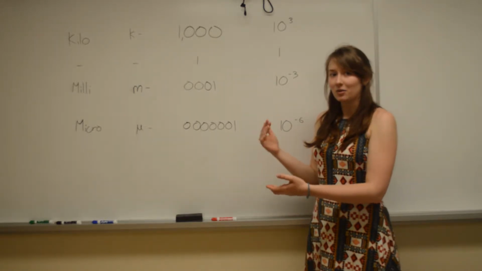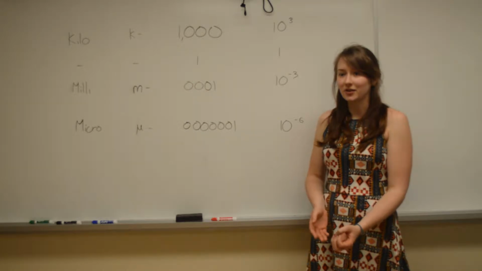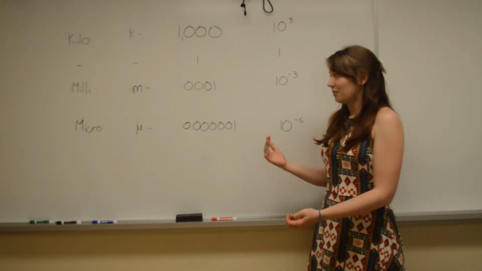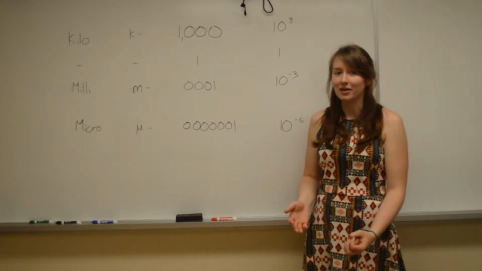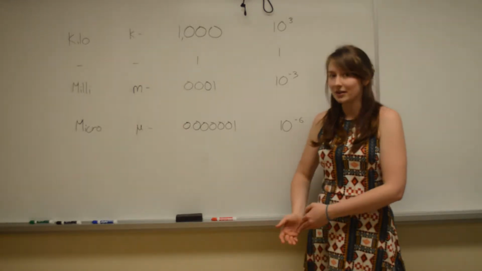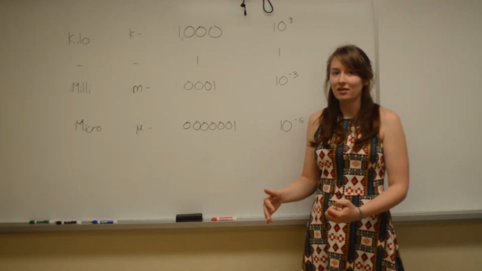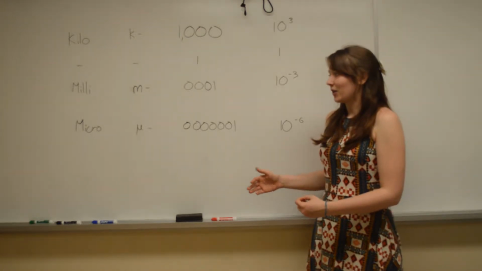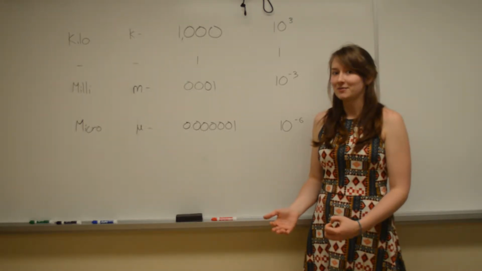Kilo means 1,000 of that unit, so a kilogram is 1,000 grams. Milli is 1/1000th of that unit, so a milliliter is 1/1000th of a liter. And then micro is 1/1,000,000th of that unit, so a microliter is 1/1,000,000th of a liter.